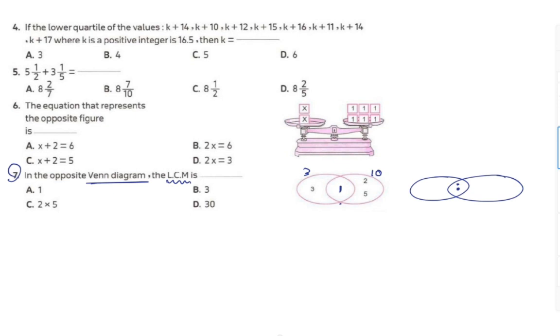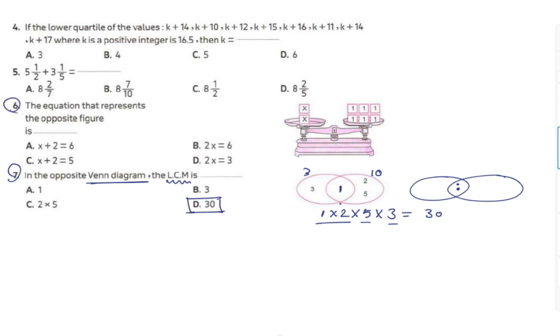Now to find the LCM of two circles like this, take the GCF first, 1, by all the other factors, by 2, by 5, by 3. 1 by 2 equals 2, by 5 equals 10, 10 by 3 equals 30.